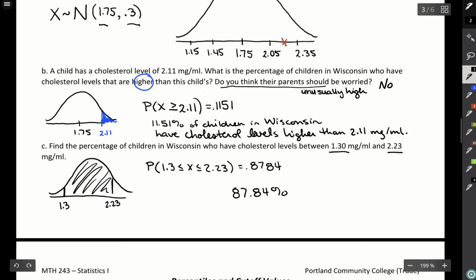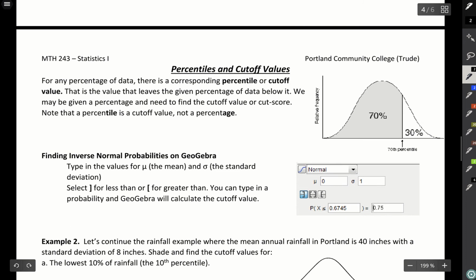What we're going to do is reverse this. With the curve, we know the area, but what we don't know is the cutoff value. What is X that's making this line distribute the percentages or the areas in a certain way?